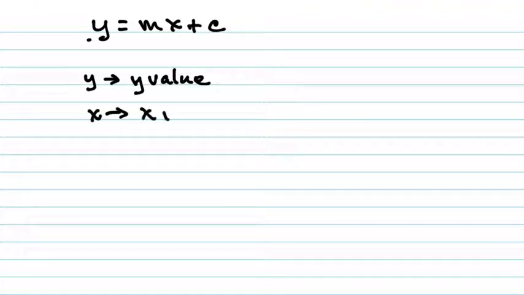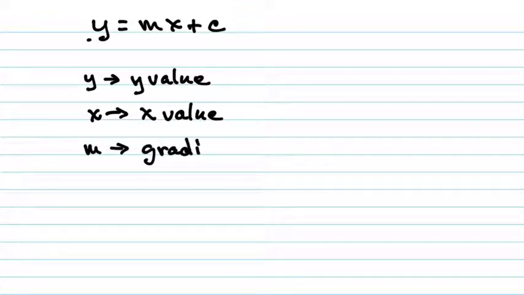X is your x value. Those would be coming from a point, if you had a point. Like if you had the point (2, 4), 2 would be your x, and 4 would be your y, because it's always x comma y. m is your gradient, and c is just some constant.